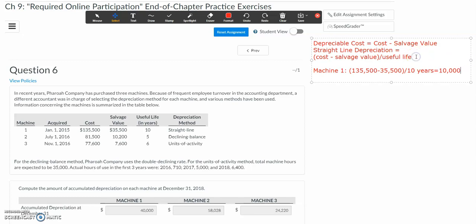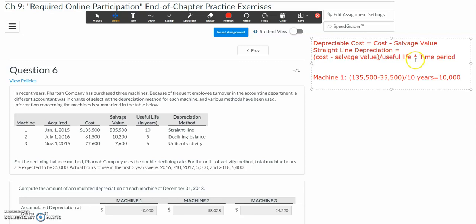But one of the things that you want to consider in your straight line depreciation is that not all of your assets are going to be purchased on January 1st of each year. So you're going to multiply that by the time period. So if you had purchased this asset not on January 1st, but in a different month, you would consider how many months out of the year you have that asset for.